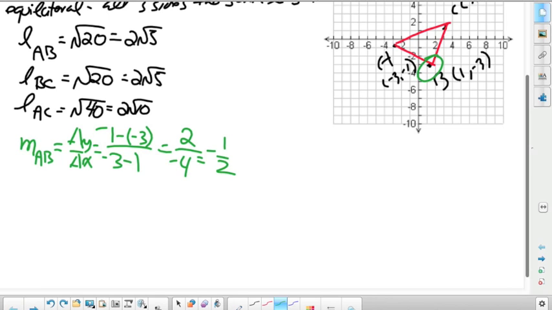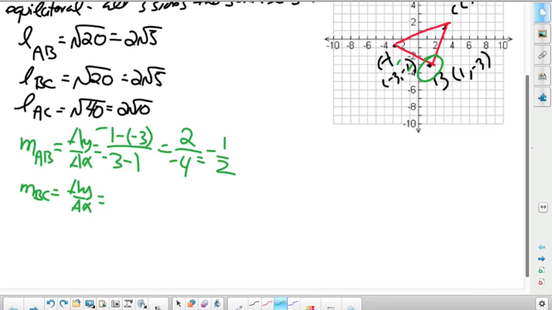Why did you make it negative 1 in the equation? Because the point here was negative 1. Oh, okay. So I use this point A, so it's really A minus B. Yeah. Slope of BC, so delta y over delta x.